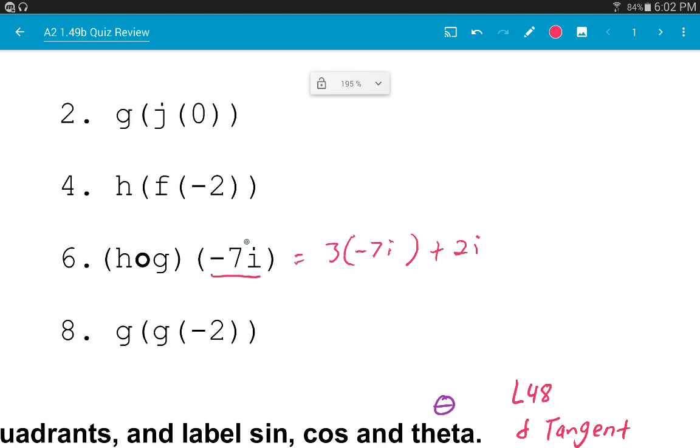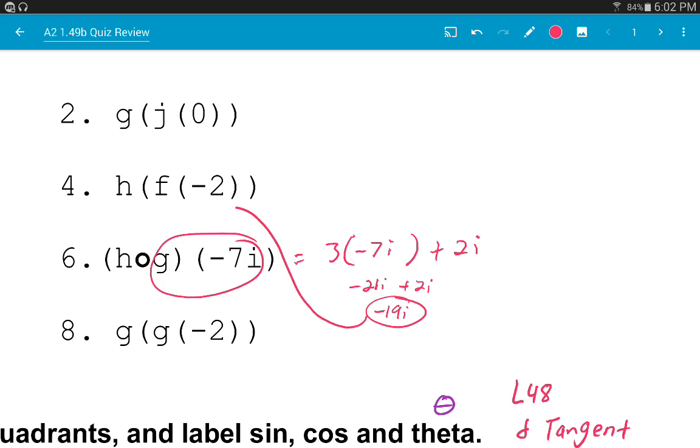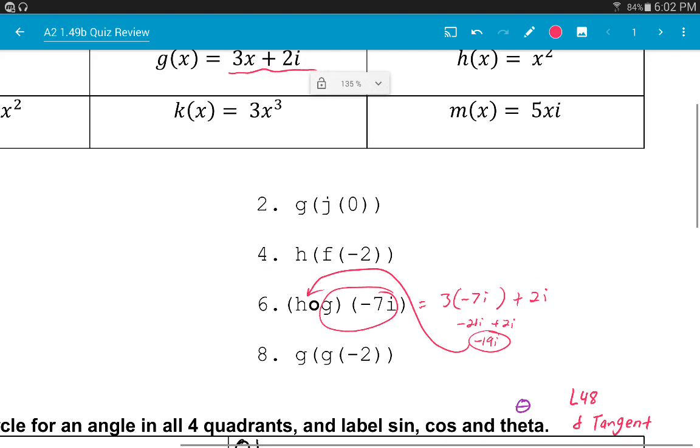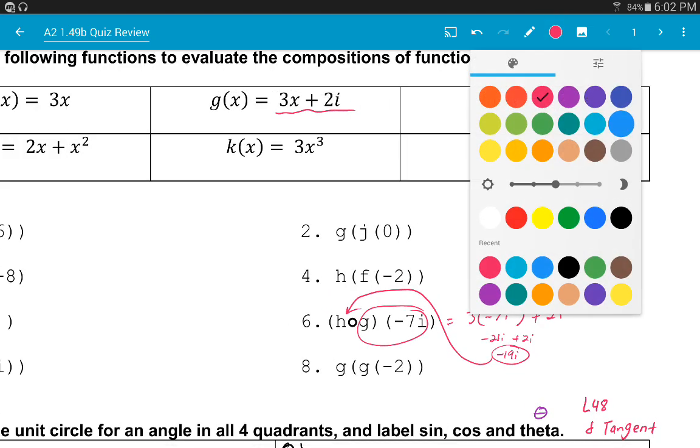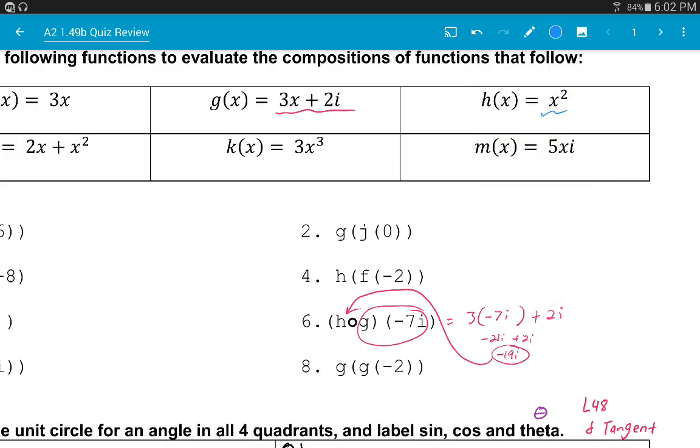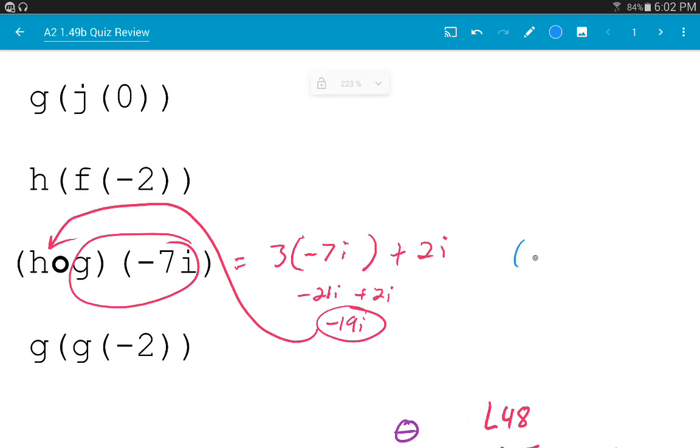Now let's evaluate that to figure out what g of negative 7i is. So this is going to be negative 21i plus 2i, and that's negative 19i. Now that is going to go into the next function, h. So let's see. The h function is x squared. So when I rewrite it, it's going to be x squared, because I'm getting rid of the x, right? It's going to be replaced with what? Negative 19i.